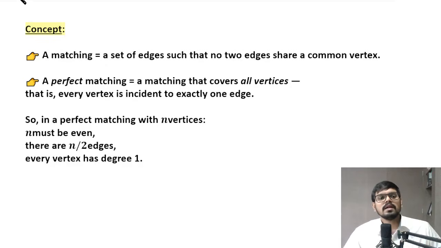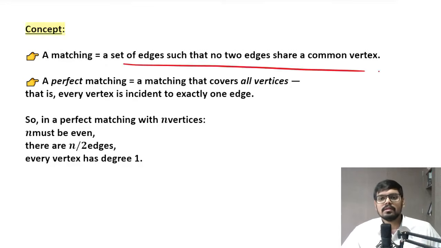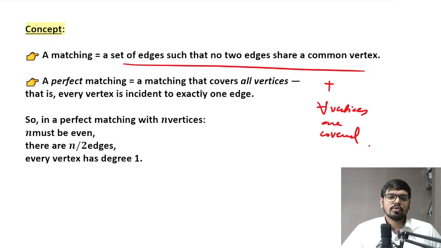What is a perfect matching then? This thing plus one more criterion: all the vertices are covered. So a perfect matching means a matching that covers all the vertices, that is, every vertex is incident to exactly one edge. No need to see this for now. In examples we'll see and we'll come back to this definition again, but for now simply we can say it should be a matching plus the edges should cover all the vertices.